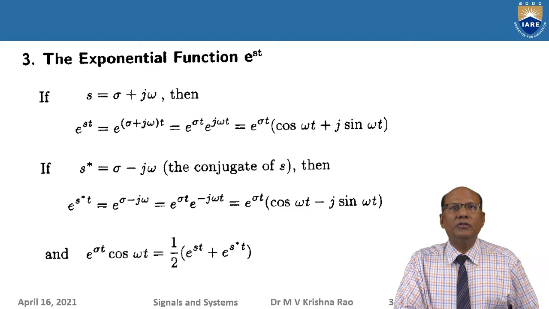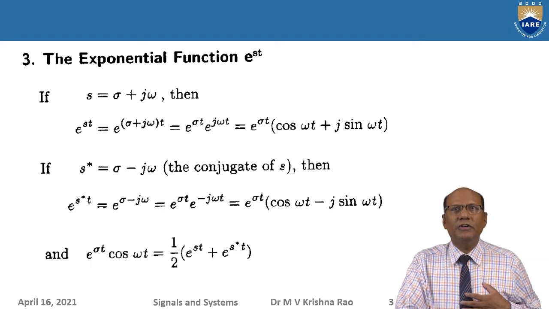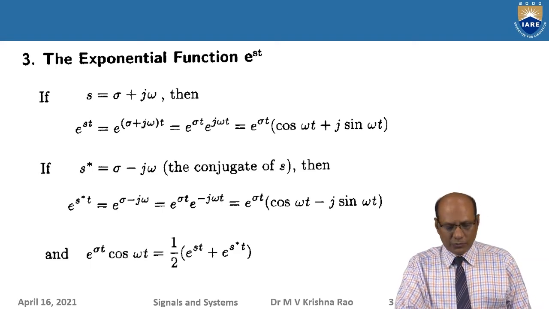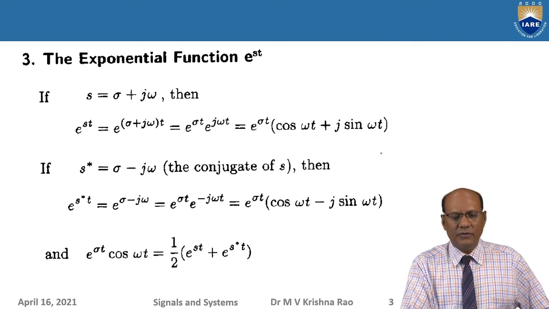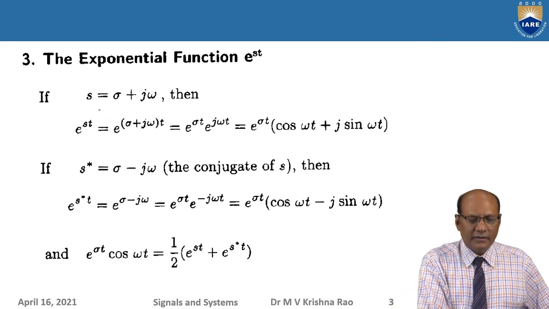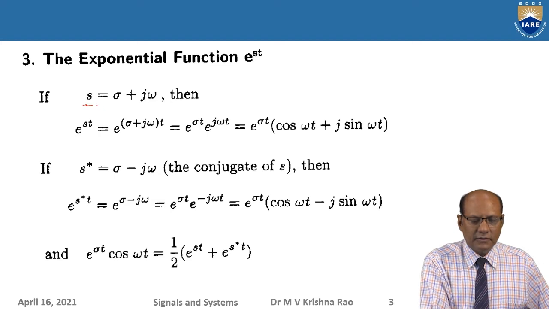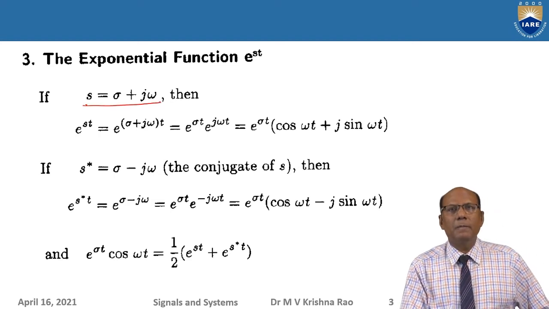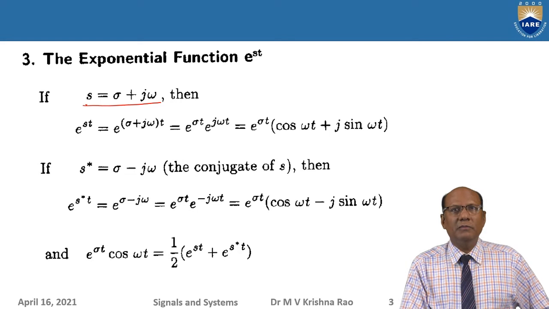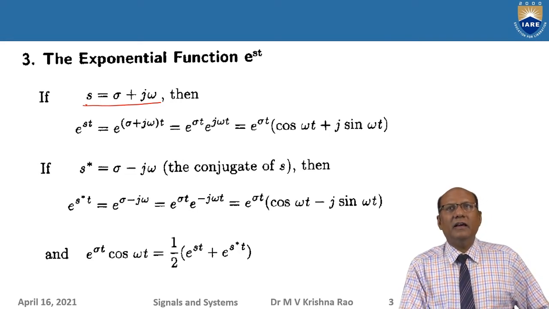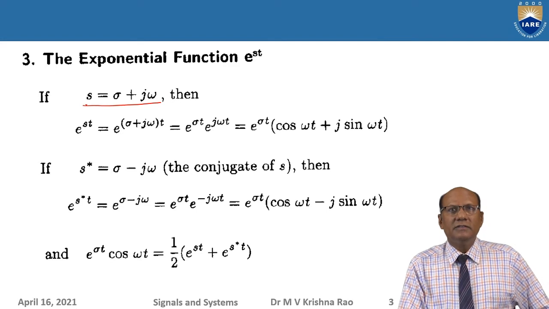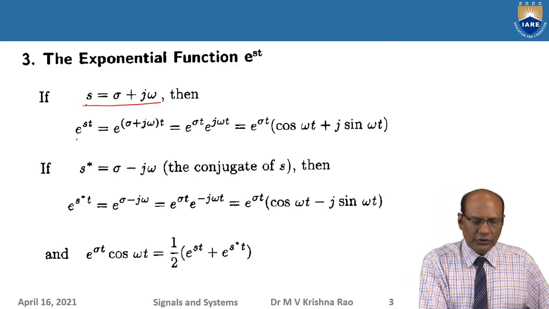Now I am going to discuss the exponential function of the form e to the power of st. So what is s here? s is sigma plus j omega. Sigma plus j omega means it is a complex quantity. S is a complex quantity.